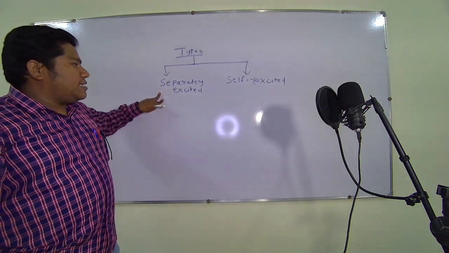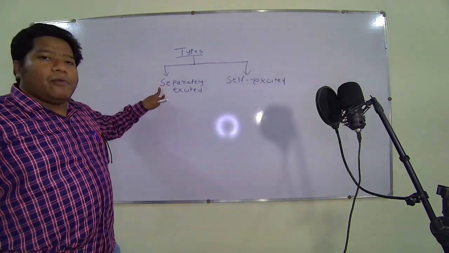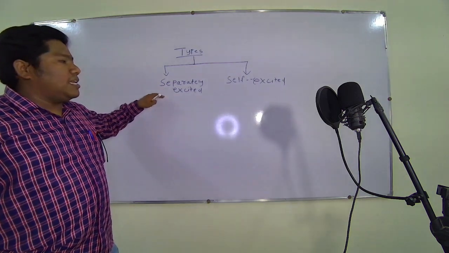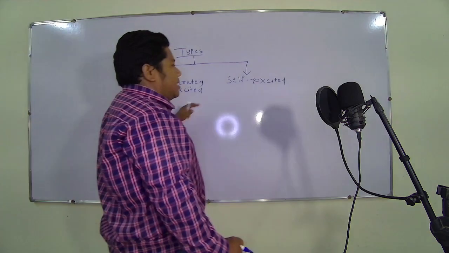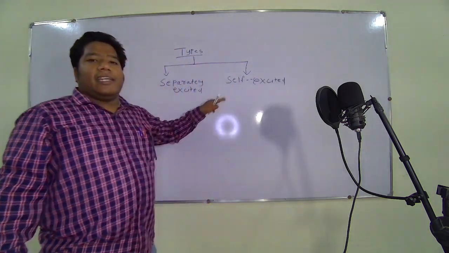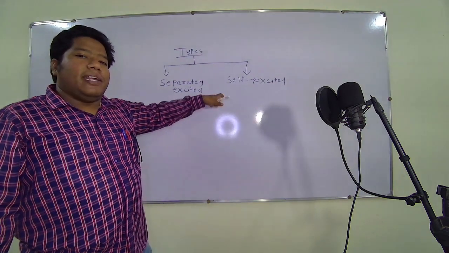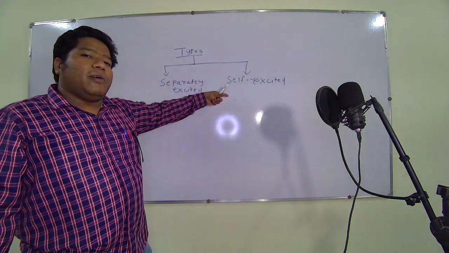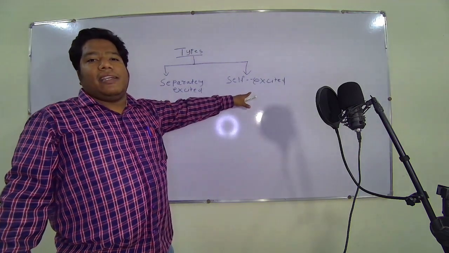In separately excited, the supply to the field winding is given by an external DC source. That's why it is called separately excited DC generator. But in case of self excited DC generator, the excitation is from the machine itself. That means the machine is providing excitation to its field winding. That's why it is known as self excited DC machine.